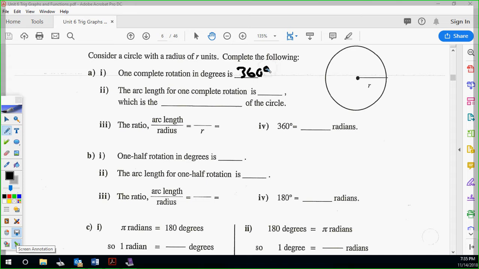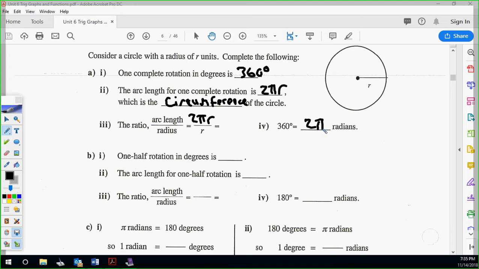The arc length of 1 complete rotation is 2 pi r. That's what I was telling you. That's the circumference of the circle. The ratio is arc length over radius. So in this case, it's 2 pi r over r. So therefore, to simplify, 360 equals 2 pi in radians. So all the way around is 360, all the way around is 2 pi in radians.